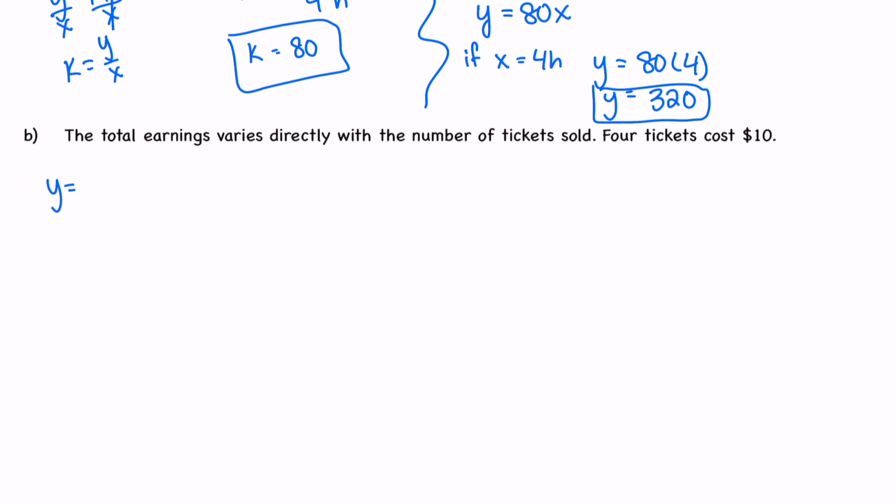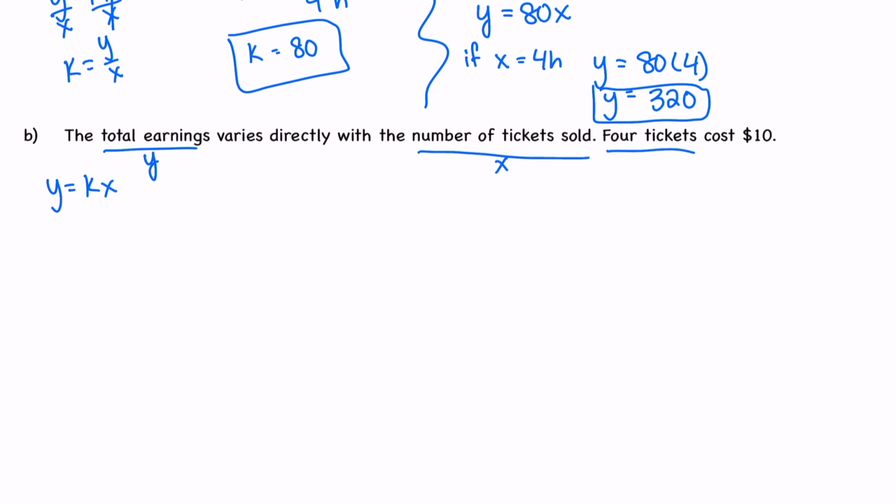So y equals kx, and it's our total earnings that varies with the number of tickets sold. So since the total earnings is the thing that depends on the number of tickets sold, it's going to be our dependent variable. And the number of tickets sold is our independent variable, so it's going to be x. Instead of isolating for k and then plugging it in, I'm going to show you another way of how to do this. So I'm just going to plug in our values directly into this equation over here.